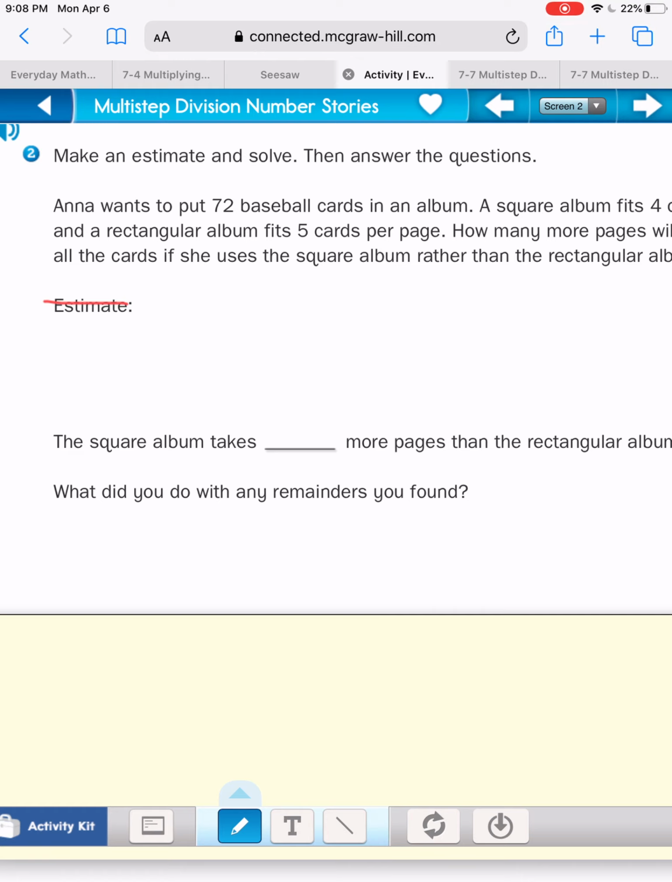All right, so what we're going to do is we are going to do 2 separate problems. The first one is we are going to divide 72 by 5, and then we're going to do 72 by 4. Now the reason why is because my first problem on the left is going to tell me how many pages I would need for the rectangular album. So I'm going to put an R here, and this one is going to be the square. So here I go.